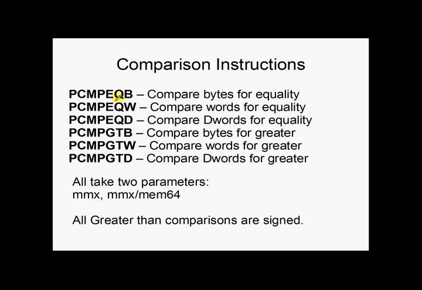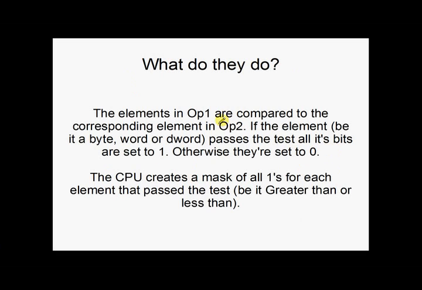So there's actually only two comparisons that we can do in MMX. We can do equality, we can check for elements that are equal, and we can check for elements that are greater than. Each of these instructions takes two operands, MMX register, and the other is an MMX register or mem64. And something to be very careful of is that all greater than comparisons are signed. Alrighty, so that's pretty much all it comes down to. We can check for equality, we can check for greater than, and we can check bytes, words, or D words. What do they do?